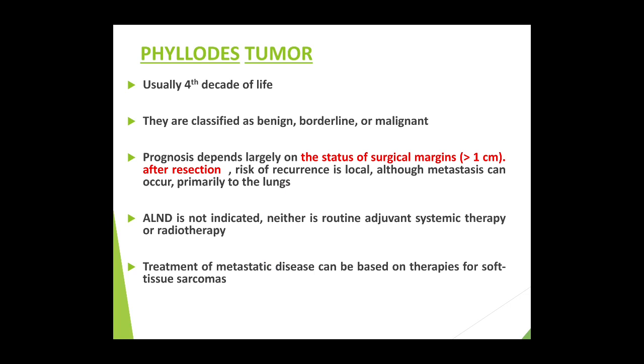And the classification of the phyllodes tumor as benign, borderline, or malignant depends on the histological features of the disease. That's to say, the degree of cellular atypia, mitotic activity, and overgrowth of the stroma. There is disagreement about which of these criteria is the most important for defining malignancy of this tumor, although most experts favor stromal overgrowth.